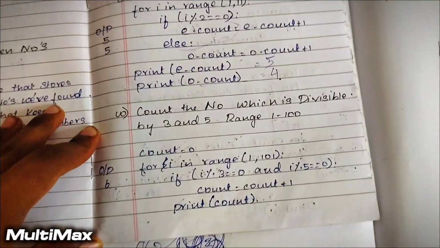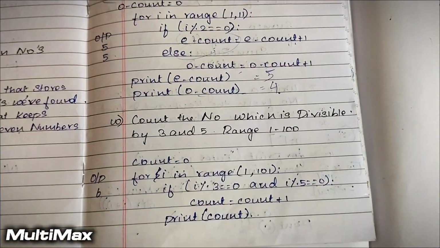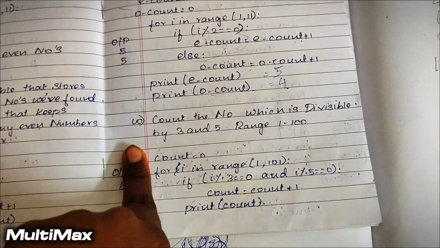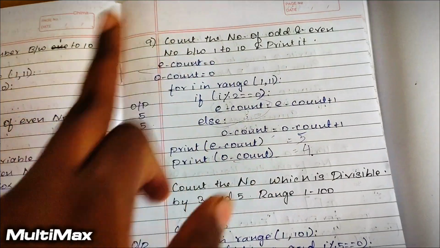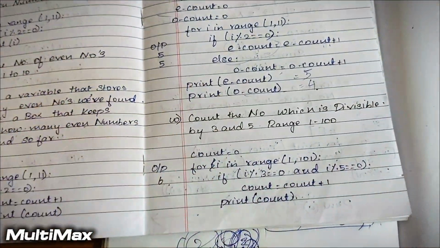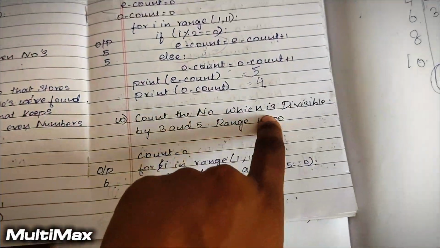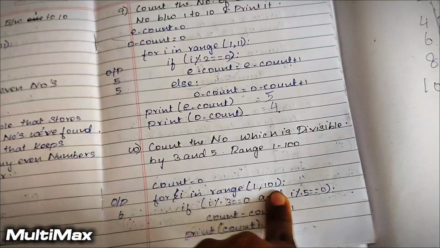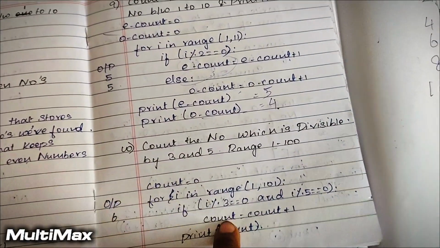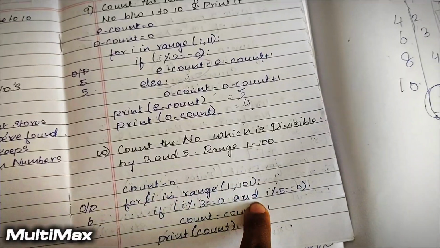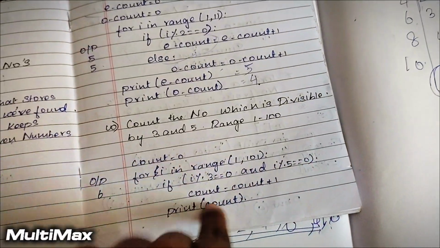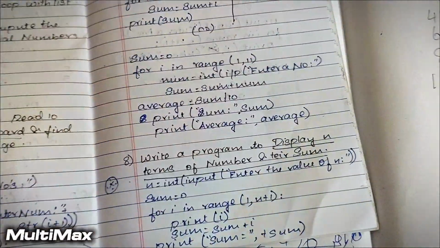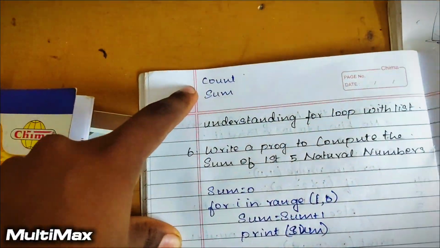Okay, next. Count the numbers which are divisible by 3 and the range is 1 to 100. So count equal to 0, same as before, guys. For i in range 1 to 100, so we put 101. If i divided by 3 equal to 0 and i divided by 5 equal to 0, count equals count plus 1. Print count. That's it. Count sum.